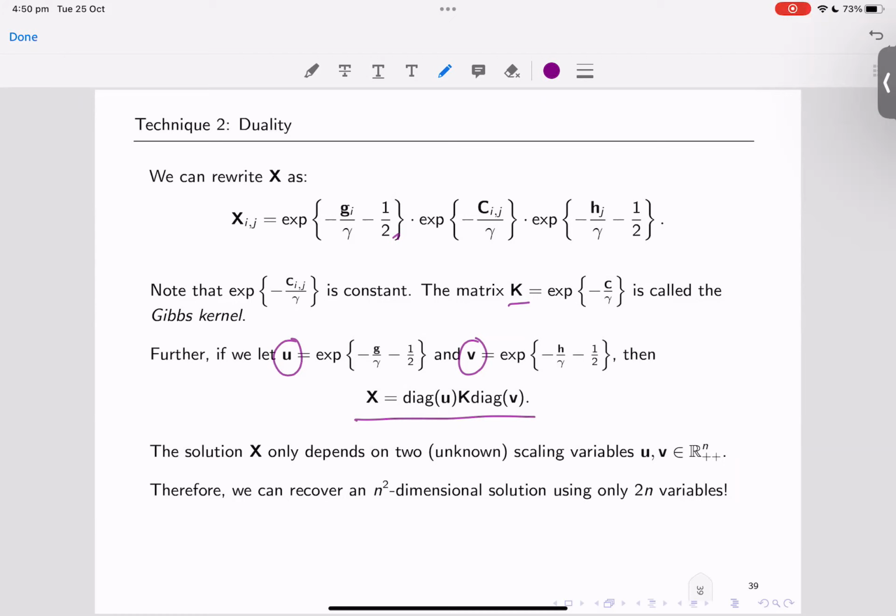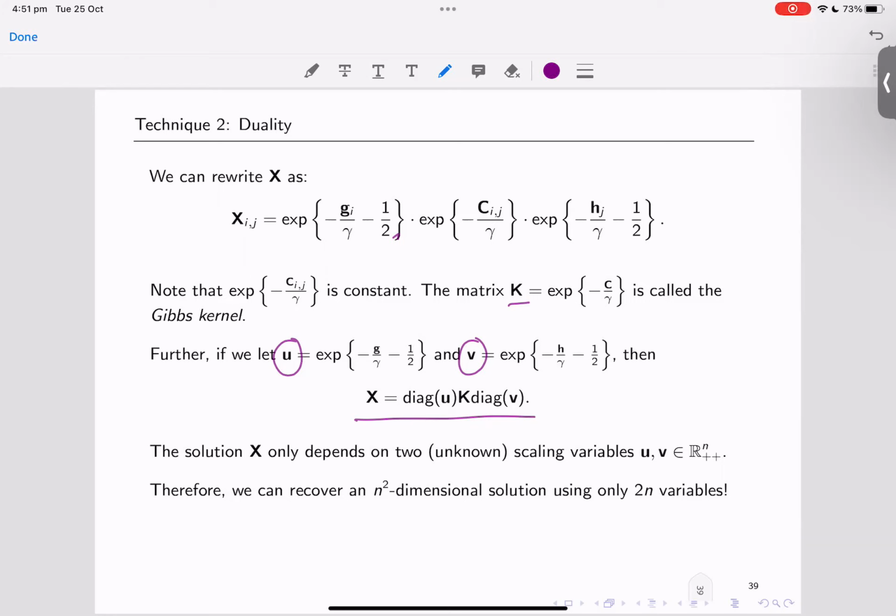Now, what is interesting about this is that you will see on the left-hand side, we have n squared variables, correct? Whereas on the right-hand side, we only have two n variables. We have U and V, each one is n dimensional. The K in the middle is just a constant, right? It's a constant matrix. So we can actually reproduce the n squared dimensional variable using only two n variables on the right-hand side. So this is the beauty of the entropic regularization in optimal transport, okay?